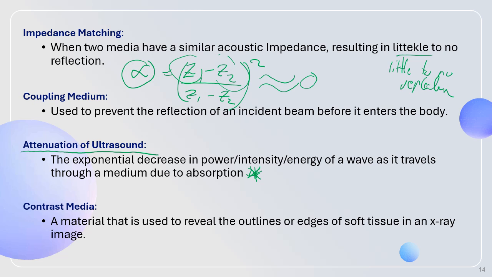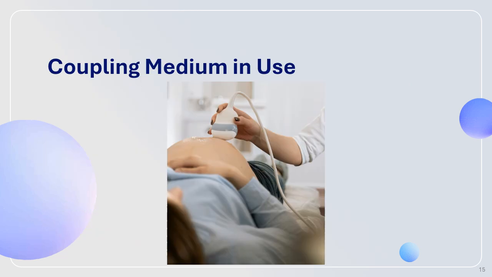Then we have the contrast media, a material that is used to reveal the outlines or edges of soft tissue in an X-ray image. Right. This we'll use later. We'll look at it later when we're doing X-rays. That's when it's most applicable.